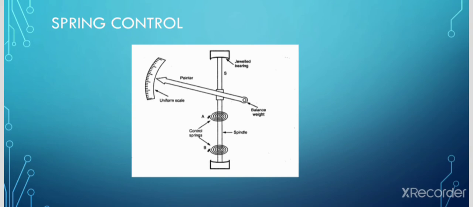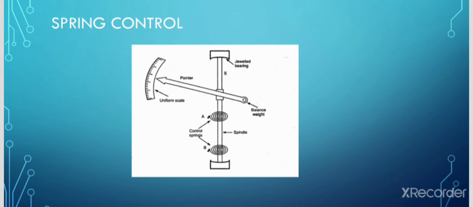One end of the hairspring is attached to the spindle rod and the other end is attached to the moving system, which has a uniform scale. Its operation depends on the temperature. That's about its construction.